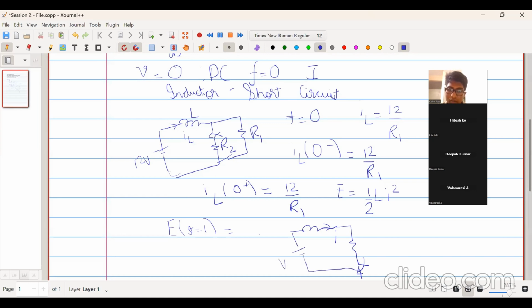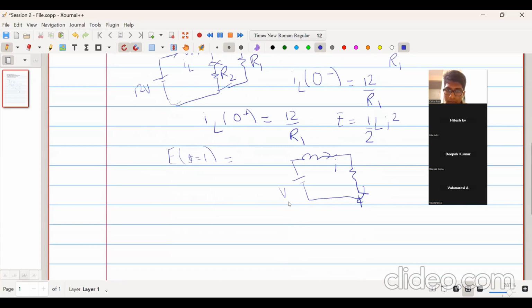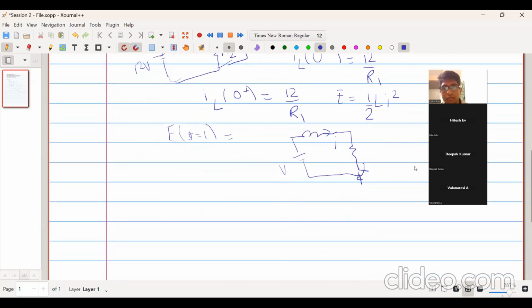Some voltage V is applied. Sir, I have a doubt regarding the energy dissipated by the resistor. What is the energy dissipated by the resistor? It is I square R into T.